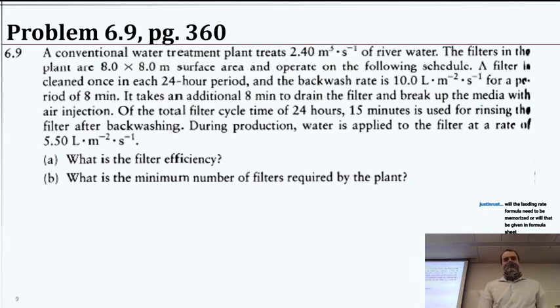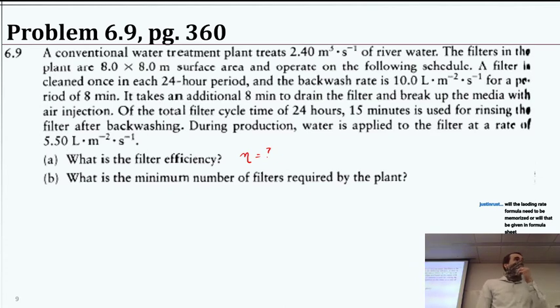So the question then is, what is the filter efficiency? Just real quick here, we do see we have liters. We may need to convert that to cubic meters, so keep that in mind. We have that as a loading rate, and we have cubic meters per second as a total flow rate for the plant. Part A is asking us first, what is our filter efficiency? This is going to be our net. And part B is going to ask what is the minimum number of filters required by the plant.